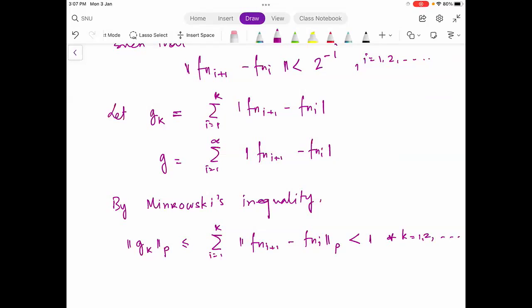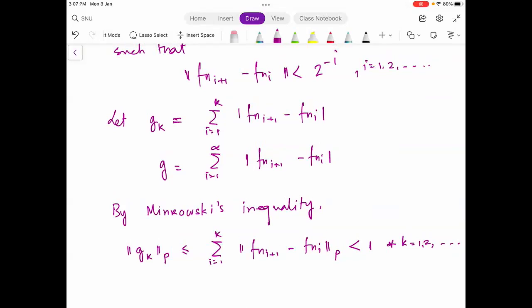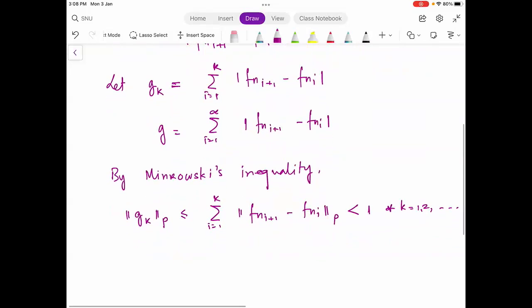Because of the line you can see at the top of the screen now. Now apply Fatou's lemma to g. Fatou's lemma tells you something about liminf, right? So g is the limit as k goes to infinity of g_k. So the limit is the same as the liminf. So by Fatou's lemma, no, sorry, not in general. When the limit exists, the limit is the same as the liminf.